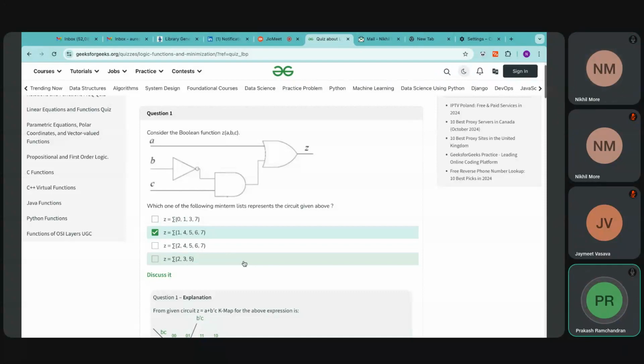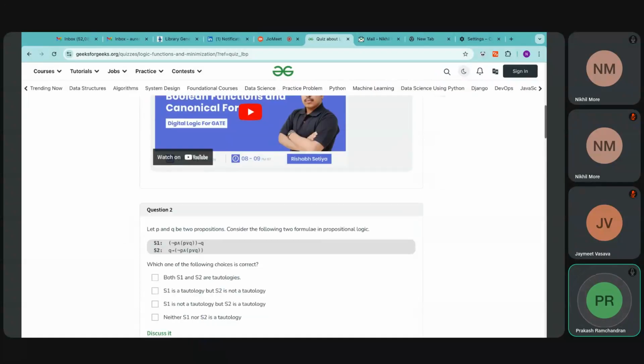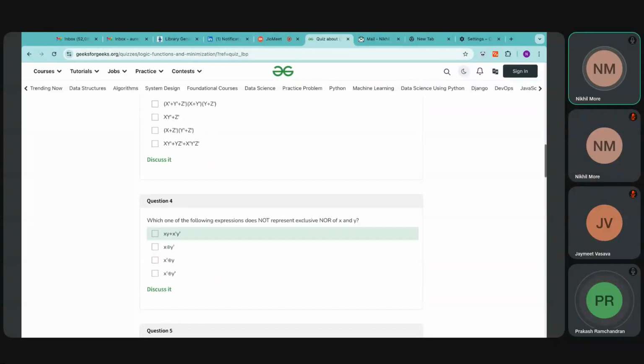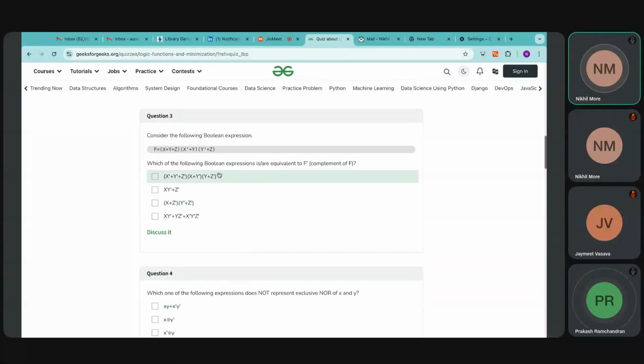Is there any pi indication here? Let me check. Usually it's not very common, right? It is uncommon. Correct. So actually, this is a product of sum. This representation is a product of sum representation.